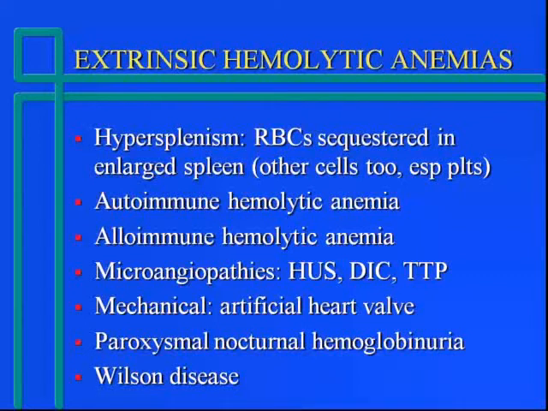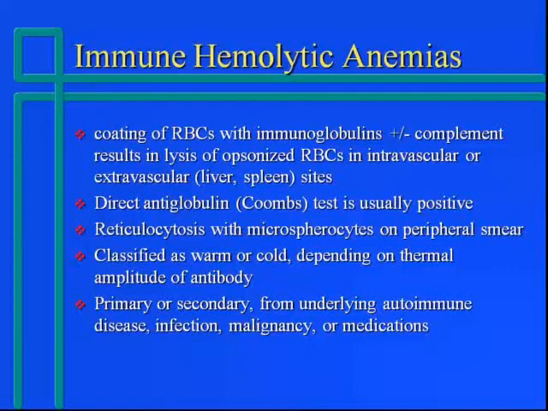Hemolytic anemia can be mechanical, related to an artificial heart valve and turbulent blood flow in the heart that leads to destruction of red blood cells. There's a rare condition, paroxysmal nocturnal hemoglobinuria, and Wilson disease. The immune hemolytic anemias are characterized by the coating of red blood cells with immunoglobulins, with or without complement, that results in lysis of opsonized red blood cells in intravascular or extravascular sites, with the extravascular sites being the liver or the spleen. The direct antiglobulin test is the usual way we make this diagnosis, also called the Coombs test.